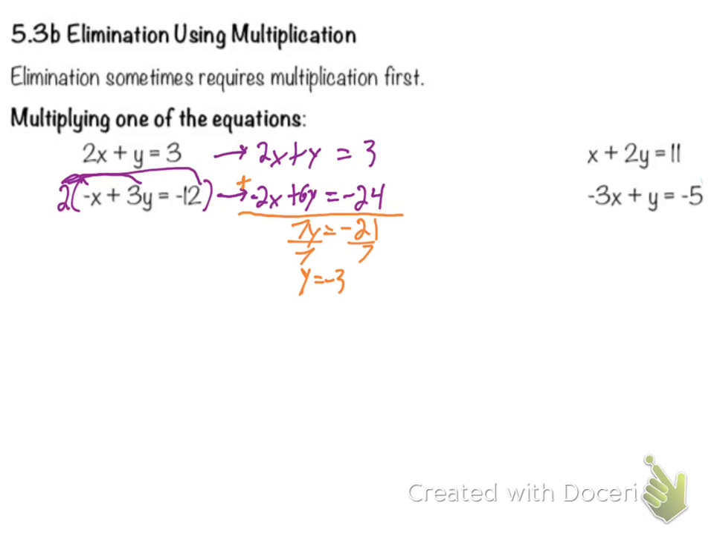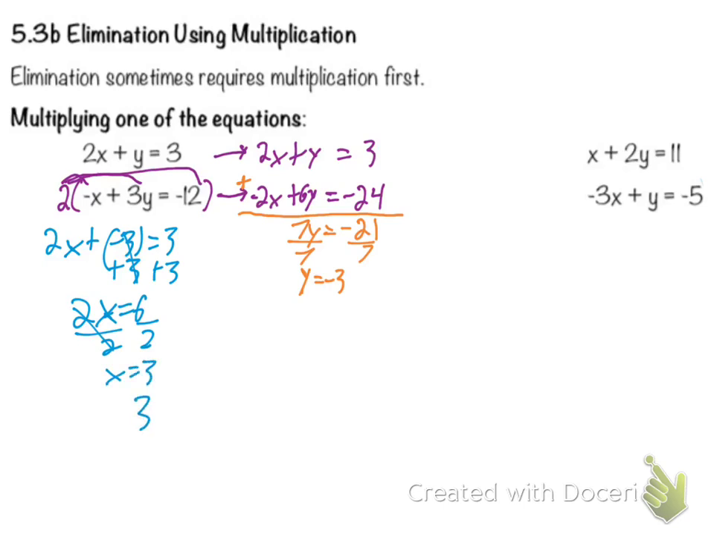We want to use either of the two originals. Do you guys have a preference between the top and the bottom? Probably the top, smaller numbers, less negatives. Smaller equation. 2x plus a negative 3 equals 3. Add 3 to both sides. 2x is equal to 6. So what's that mean x is equal to? 3. Answer is 3 comma negative 3.